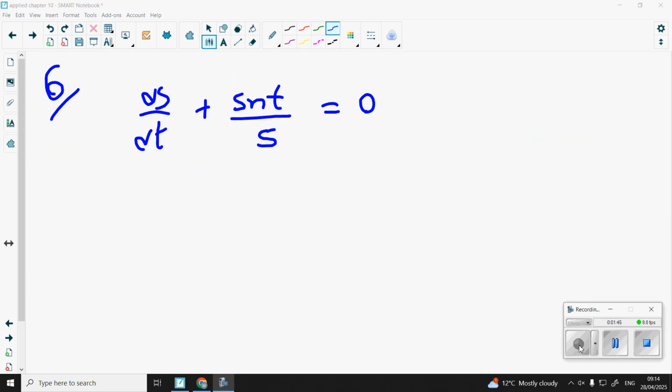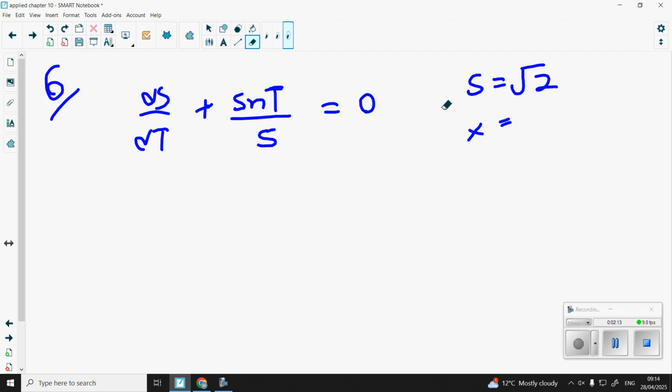Our next question is ds/dt plus sine t over s equals 0. Now for me, my s's look like 5s and my t's look like pluses. So there's nothing wrong with using a capital T and trying to make the letter S much smaller than any numbers you're using. Okay, so s equals root 2 when t equals pi over 3.